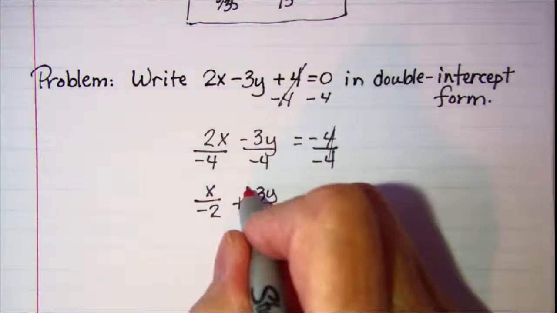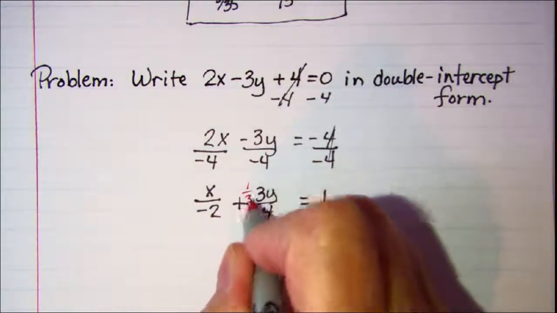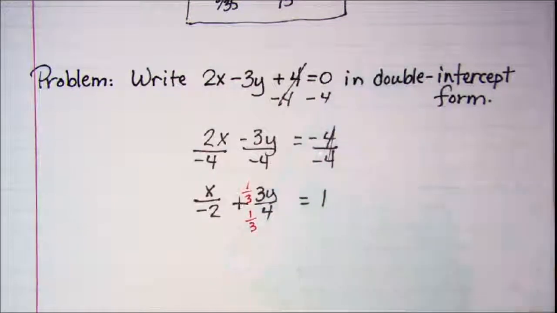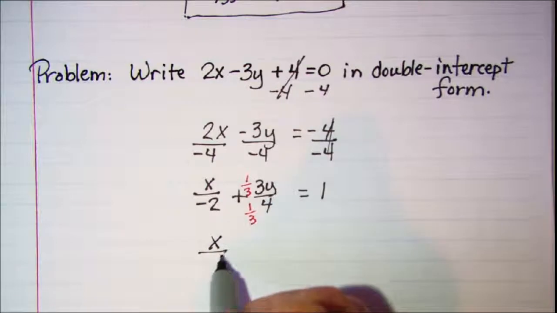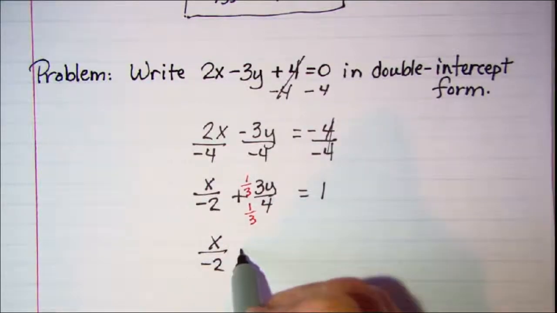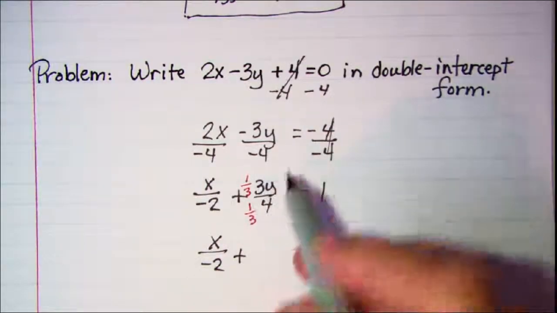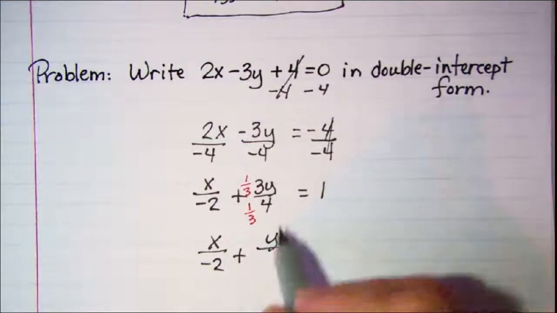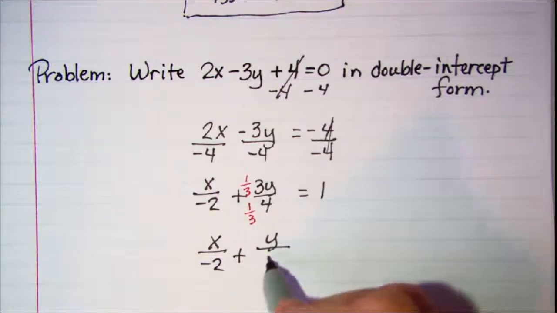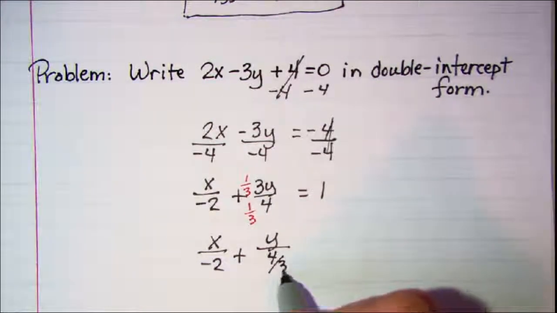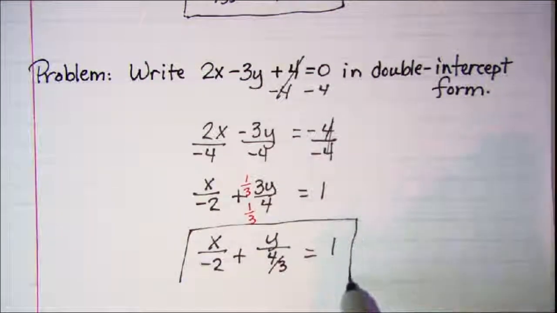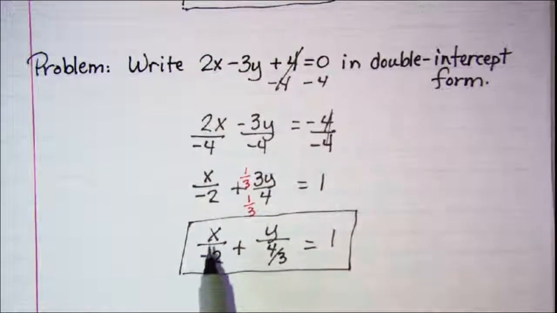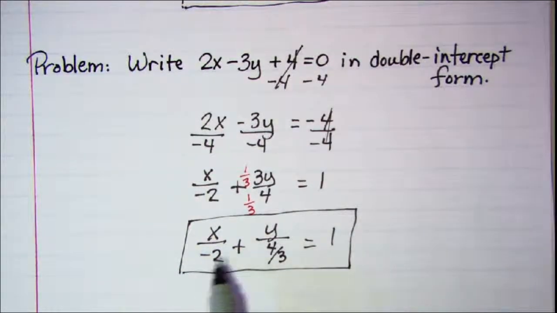So I'll multiply top and bottom by 1/3. So that gives me a double intercept form of x over -2 plus, and these 3's cancel, y over 1 times 4 is 4/3. So this is my double intercept form. Tells me that my x-intercept is -2 and my y-intercept is 4/3.